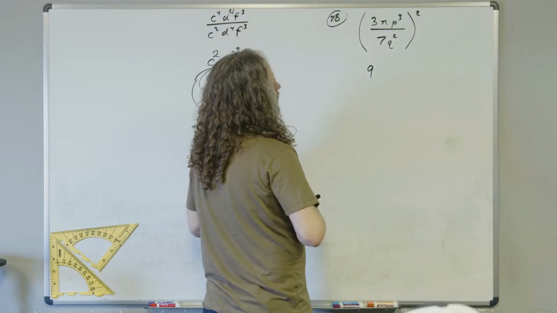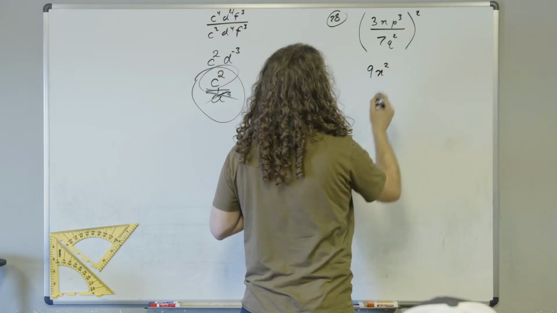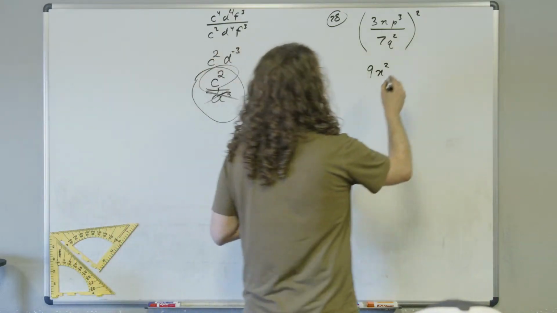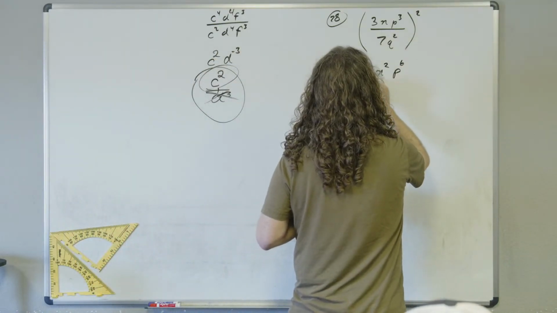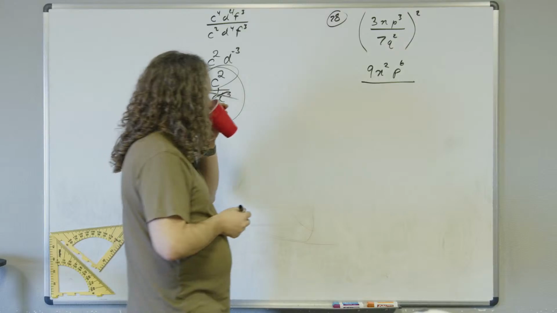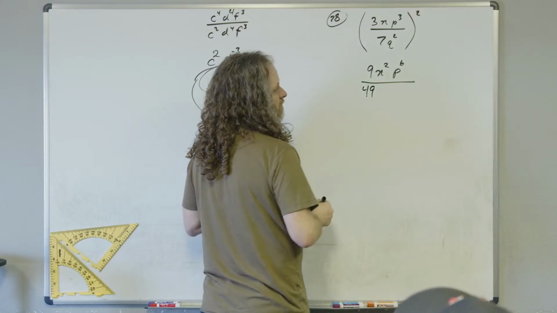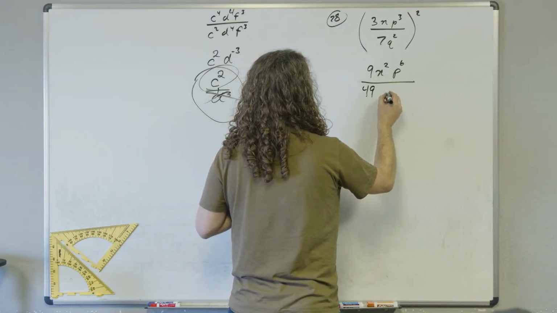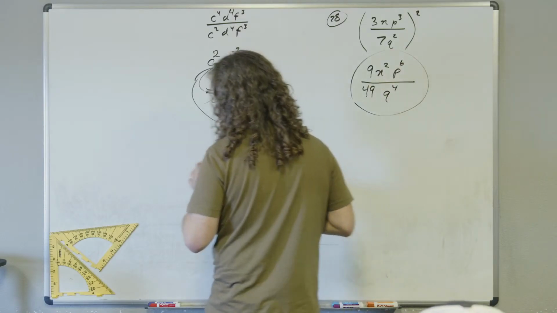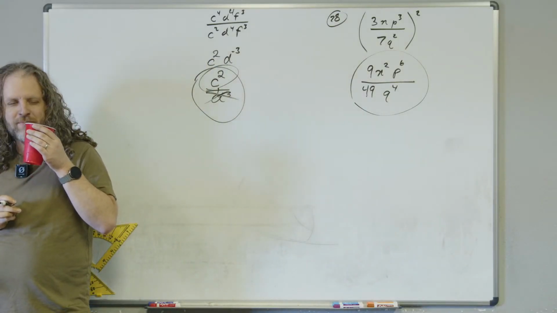N squared is what? N squared. Are you proud of me? P cubed squared is what? P to the 6, yeah. So you got a power to a power, you multiply. That's right. 7 squared is what? 49. Q squared squared is what? Q to the 4th. Are you proud of me? I know. Awesome, so proud.